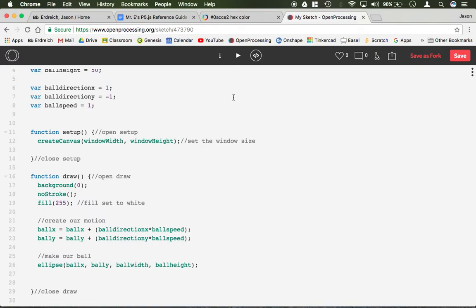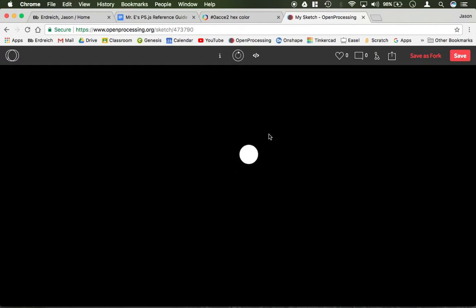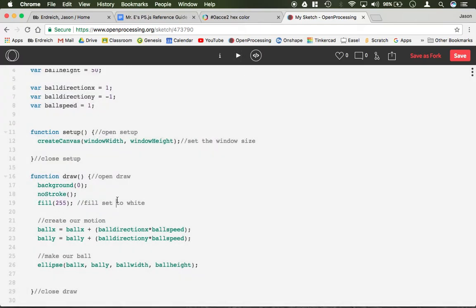Same for y. And if we were to run this code, we now have a ball that's just moving in the upwards direction here. And it's going to continue moving infinitely off the screen. So the next thing we have to do is actually make it bounce off of the wall.